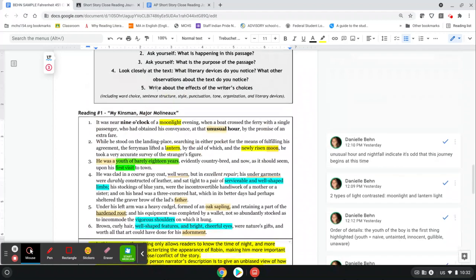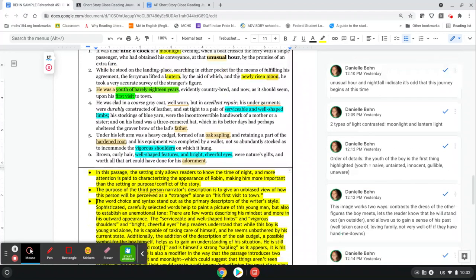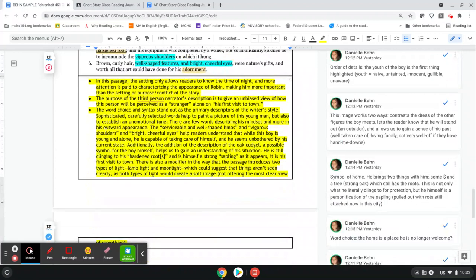The longest part is going to be writing about what you notice in the text, because I want you to be specific. So I list here the word choice and syntax stand out as the primary descriptors of the writer's style. Sophisticated, carefully selected words help to paint a picture of this young man, but also to establish an unemotional tone. There are few words describing his mindset and more about his outward appearance. The serviceable and well-shaped limbs, that's an embedded quote, and vigorous shoulders and bright, cheerful eyes help readers understand that while this boy is young and alone, he is capable of taking care of himself, and he seems unbothered by his current state. That would be not having a lot of money.